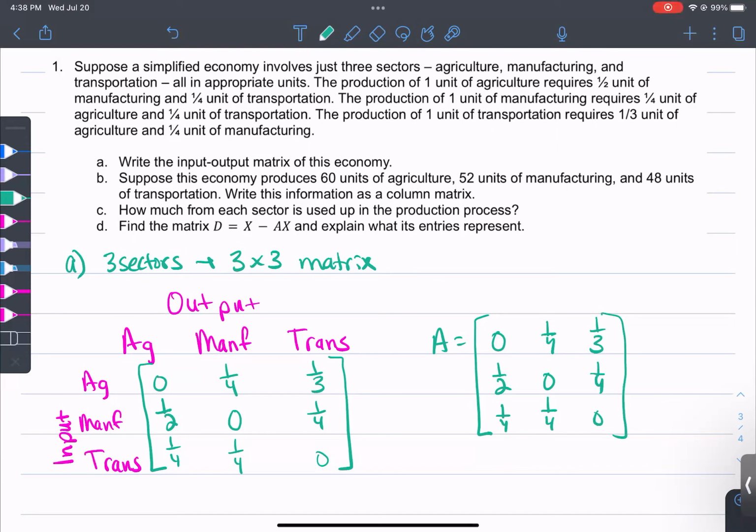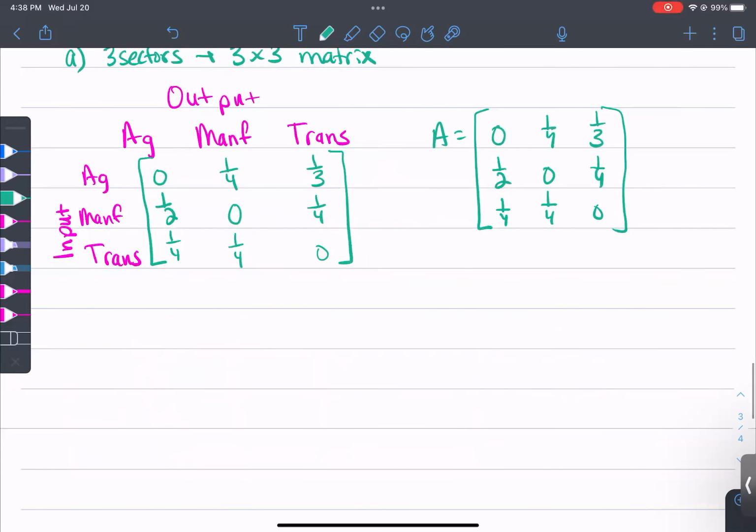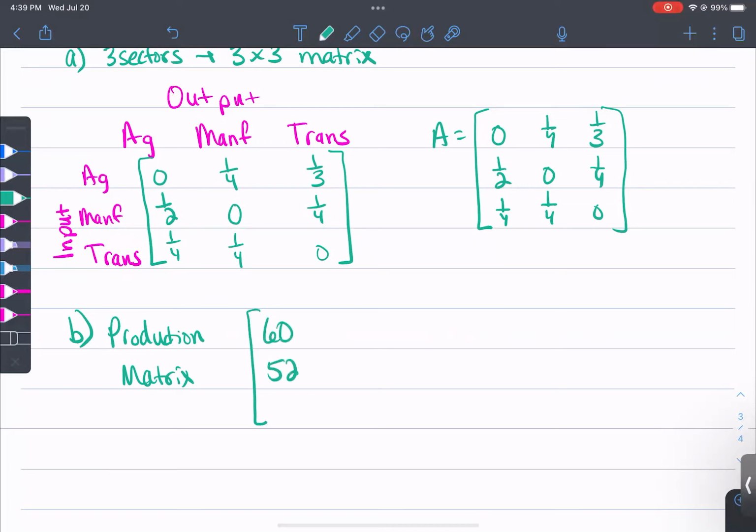Okay, part B says, suppose the economy produces 60 units of agriculture, 50 units of manufacturing, and 48 units of transportation. That is what our product should be equal to. So now we're making what's called the production matrix, that is a column vector of our constants, the output. So those would be like our variables.